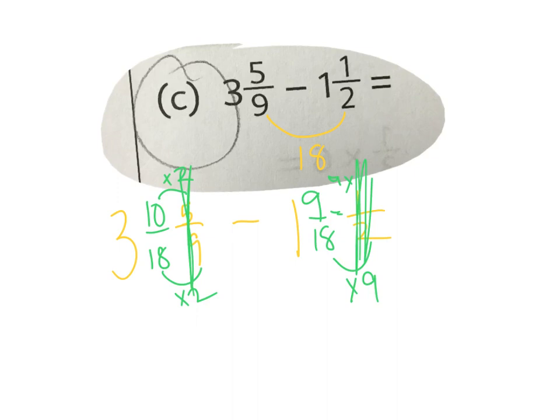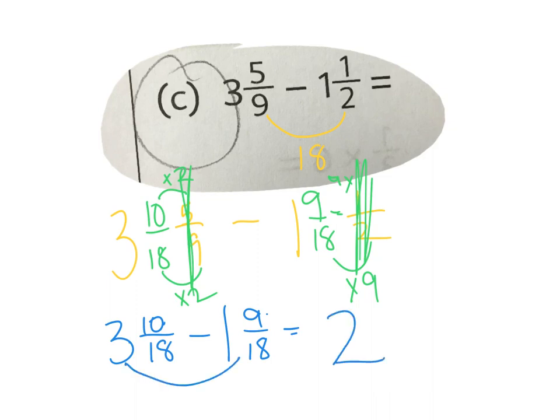So sometimes you might want to just rewrite it. So now I have 3 and 10/18 minus 1 and 9/18. And this one's an easy one because 10 over here is bigger than 9, so we don't have to take a whole. So now let's subtract the whole numbers first. 2, and 10 minus 9 is 1. Keep the denominator, 18. 2 and 1/18.